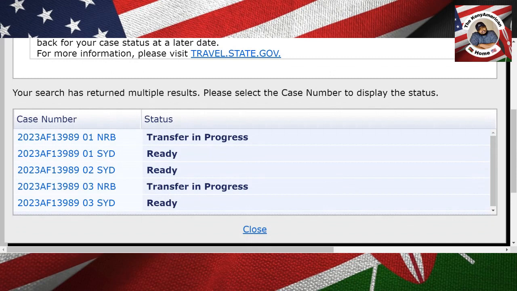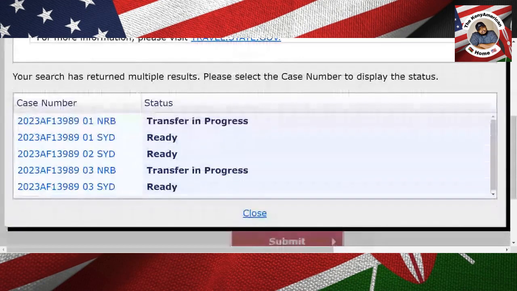So what I can deduce from this is that this is a Kenyan national. AF is counting for Africa. So this is a Kenyan case, and this is a Kenyan living in Sydney, Australia. What happened is they transferred their case from Nairobi to Sydney. So they probably moved, maybe submitted their DS-260, and they want to be able to do their interview in Sydney.